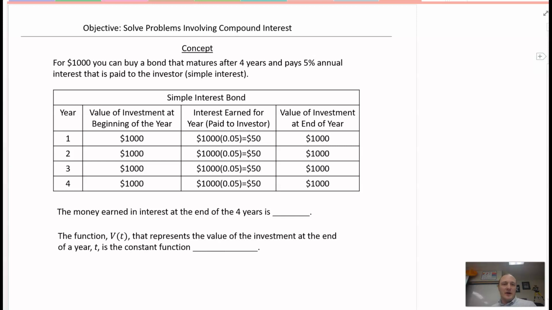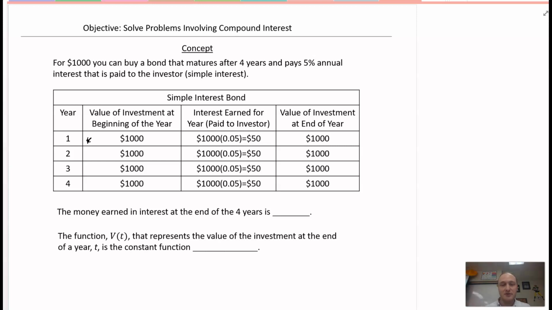Now, for an example, when you have $1,000 and you buy a bond and it matures after 4 years, paying 5% annual interest, and that interest is paid out every single year to the investor, that is called simple interest. And here's an example of that. The value of the account is worth $1,000. At the end of a year, you earn 5% of that. That's $50, and that's paid out to the investor.